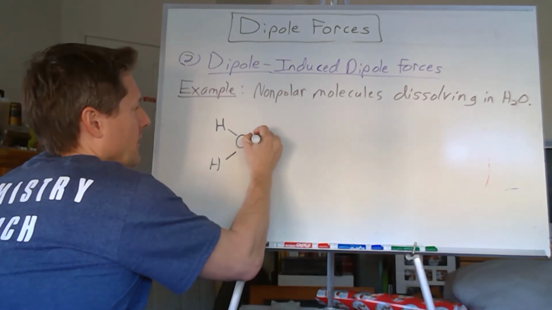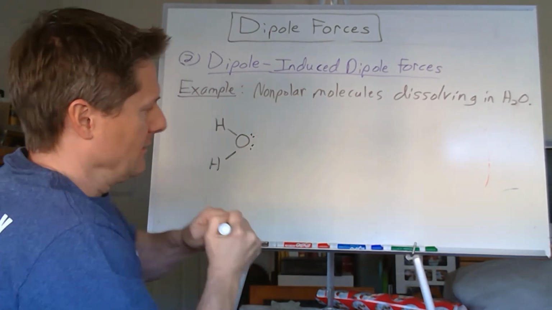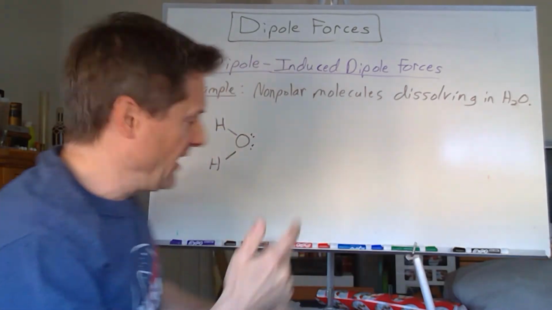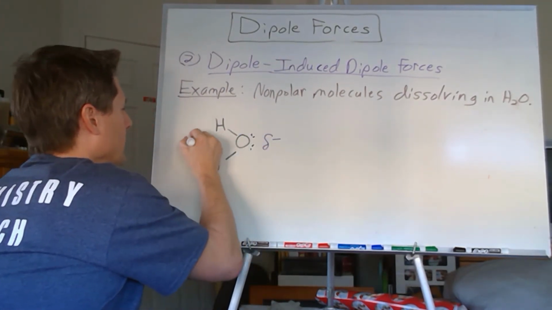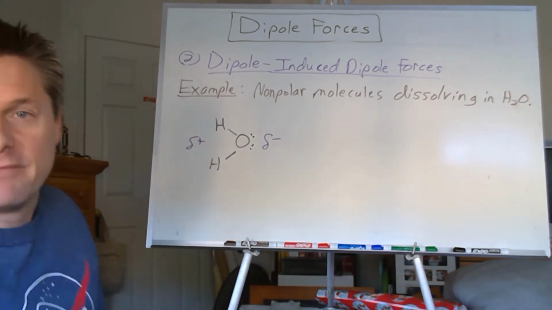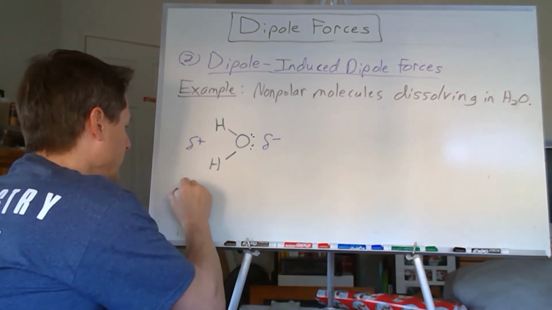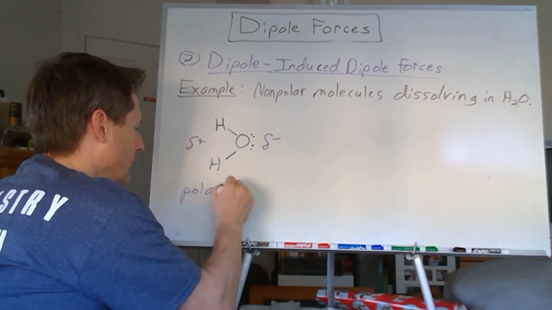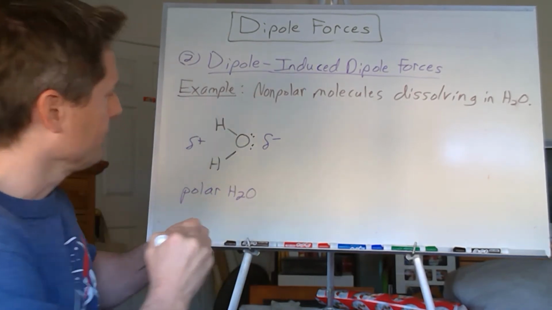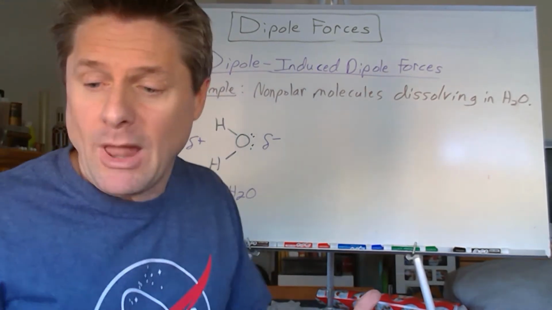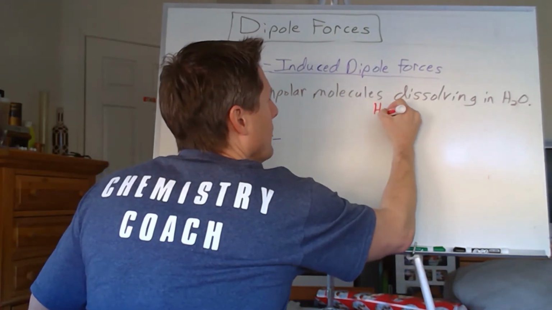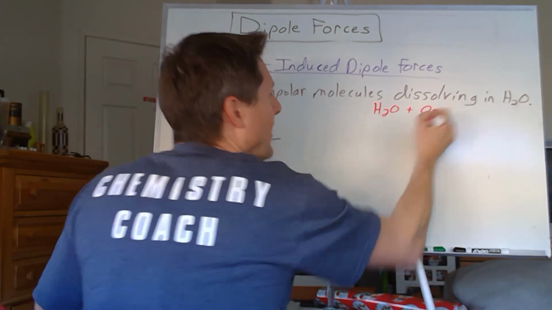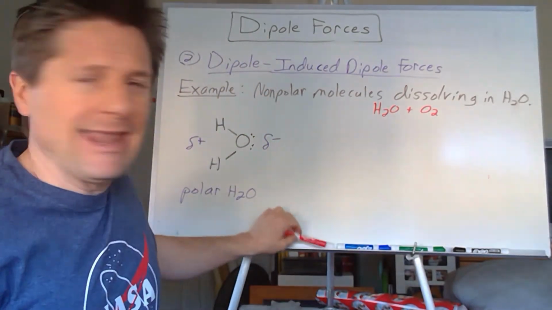Right, and you got sort of a Vesper structure, like a rotated Vesper structure there. But you've got the partial negative here, partial positive there. So that's the polar molecule. And now let's say, for example, oxygen. Right? So let's do water plus oxygen. Now, you've learned before that like dissolves like.